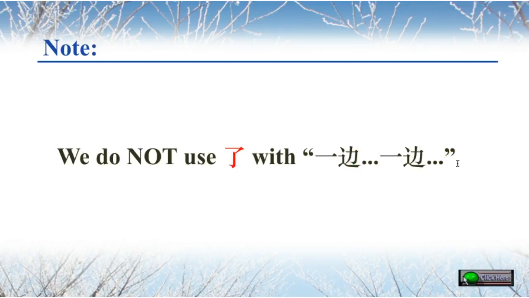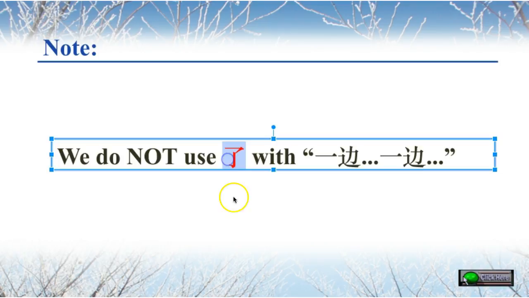Why? Well, remember what le is. When do we use le? We use le for A, a completed action, or B, with a change of state. Because 一边 is used when there are two actions that are happening right now at the same time. We never use le because there's no completion and there's no change of state.